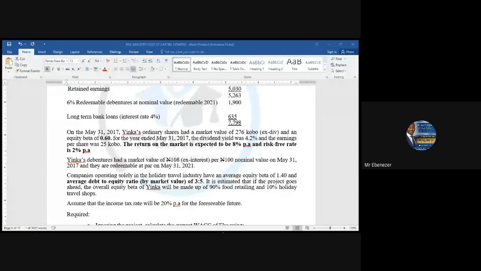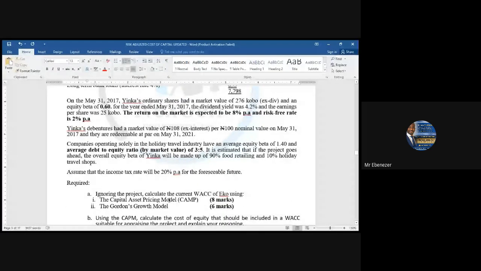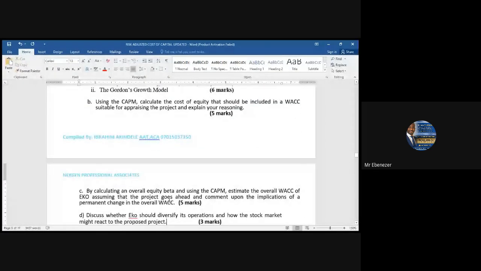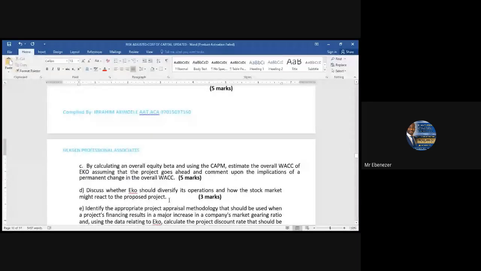Which will take about 10%. So in this case, the examiner is now asking us that, by calculating the overall equity beta and using the CAPM, estimate the overall WACC of the company, assuming that the project goes ahead. Now they want to go ahead with the project. So we will need that.